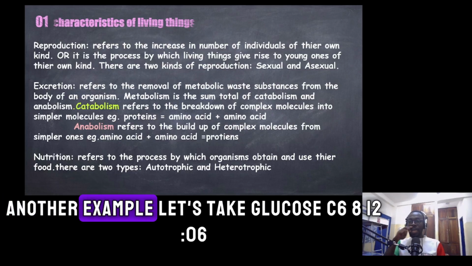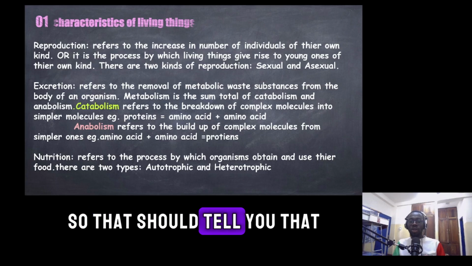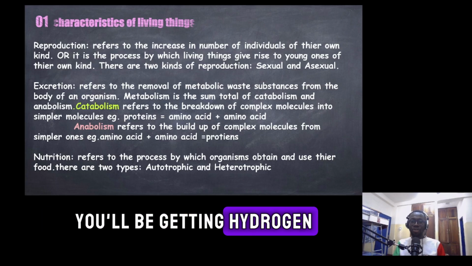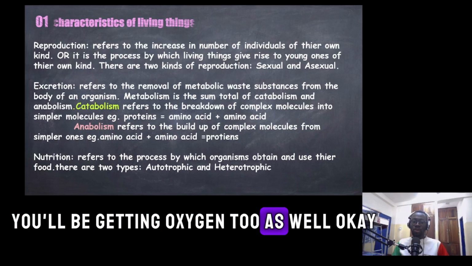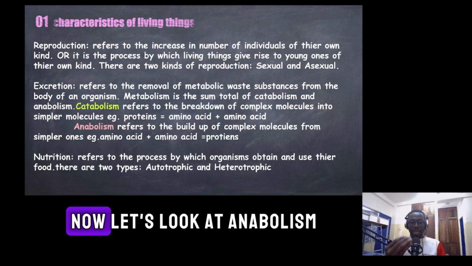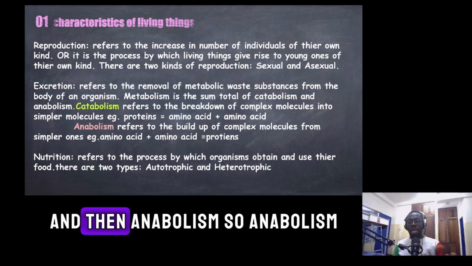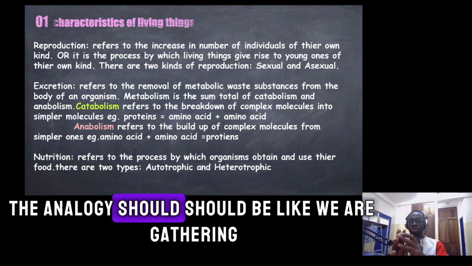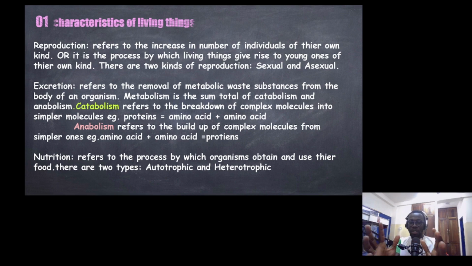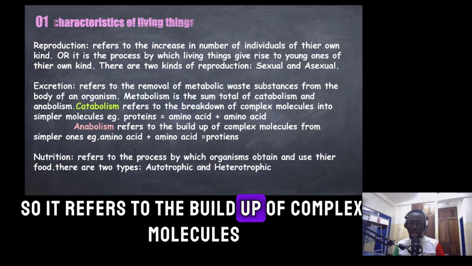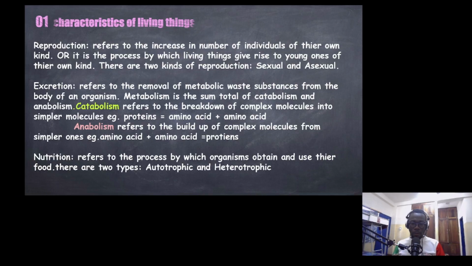Another example, let's take glucose, C6H12O6. That should tell you that if you are breaking glucose down, you'll be getting carbon dioxide, you'll be getting hydrogen, and at the same time, you'll be getting oxygen as well. Now let's look at anabolism, because we are saying that metabolism is the sum total of catabolism and anabolism. So anabolism, the analogy should be like we are gathering. It refers to the build up of complex molecules from simpler ones.